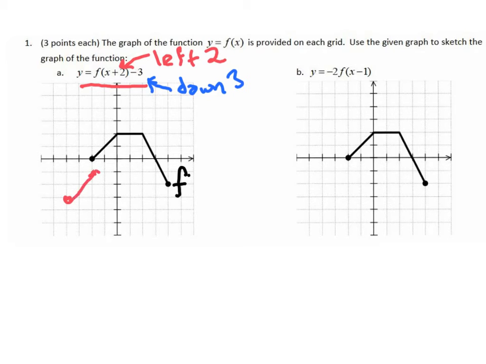Okay, and I'll go ahead and connect those dots. So what I've drawn right there is the new line segment. After you take this line segment and move the whole thing left 2, down 3, you get this line segment here. I'm going to move this point next, so it goes left 2, that's going to move it to the y-axis, and then down 3. It's going to land right here.